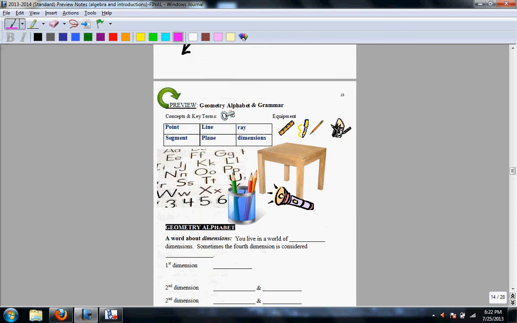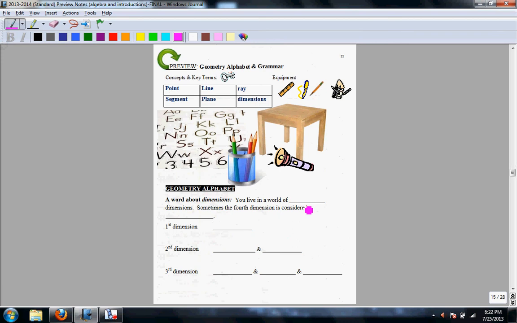All right, now today is probably one of the absolute most important lessons. When you learn to read, the first thing you do is you learn the alphabet. And then you figure out the grammar rules, how to put the letters together. And you get words, then sentences, and the like. In geometry, we're going to learn the grammar and the alphabet today. Here's our basic alphabet: point, line, ray, segment, plane. We're also going to talk about a concept called dimensions.